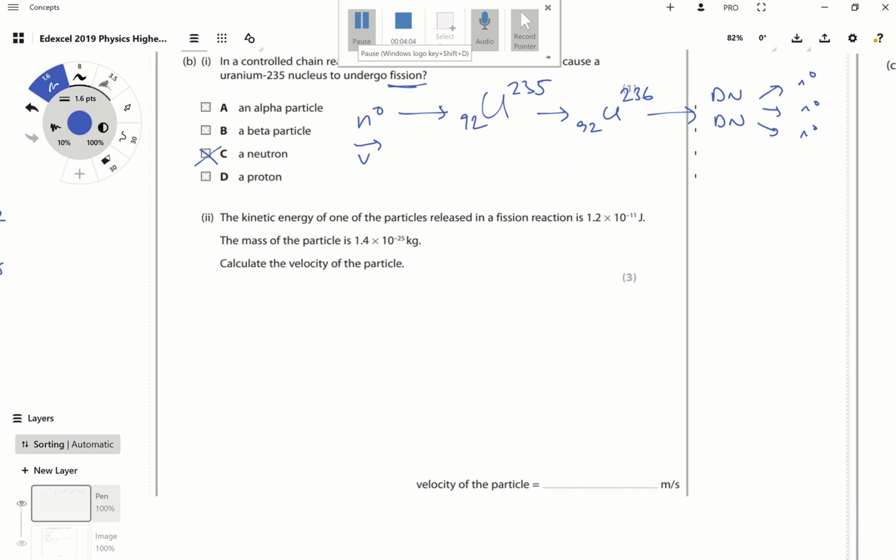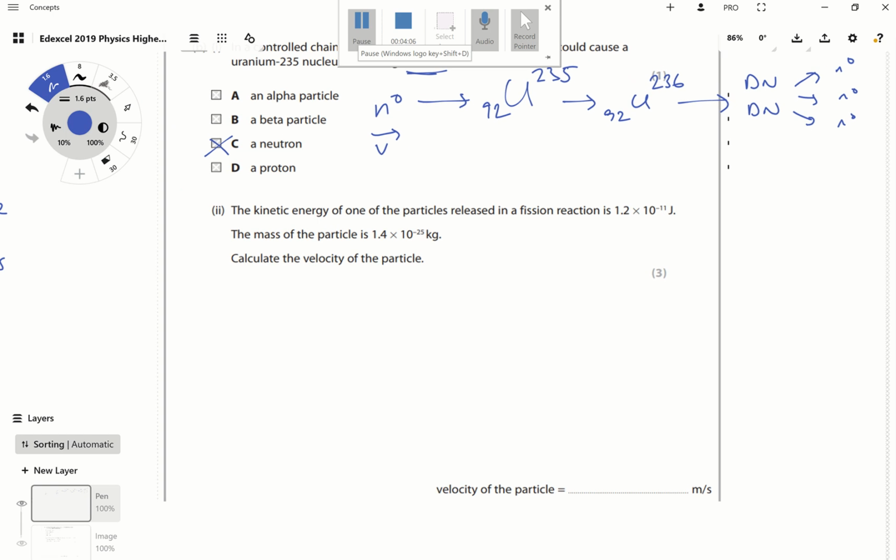Next one, let's have a quick look at this. Oh yeah, nice question. So the kinetic energy of one of the particles is this. The mass of the particle is this. Calculate the velocity. So you go and have a look in your equation sheet and we can see, well, we know KE equals half mv squared. Spent a lot of time trying to support you in rearranging this. We want to work out the velocity.